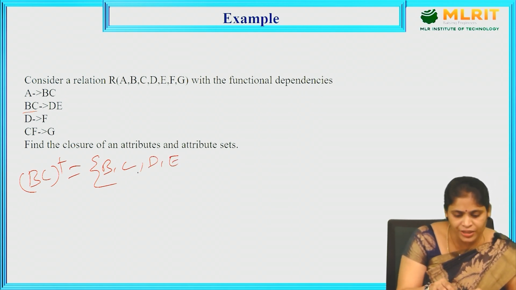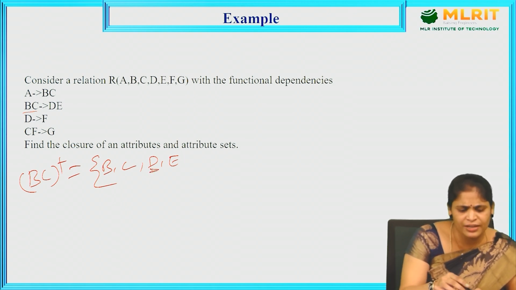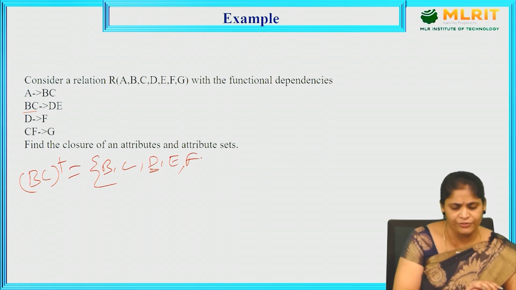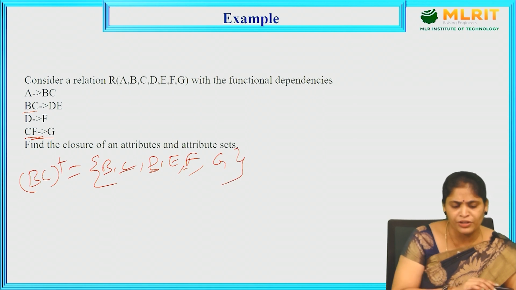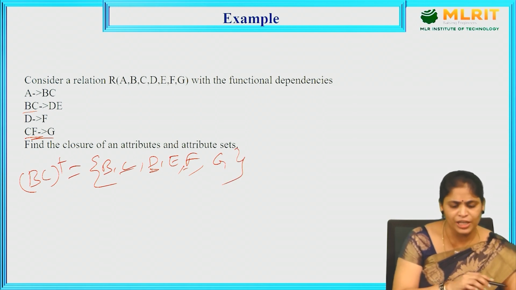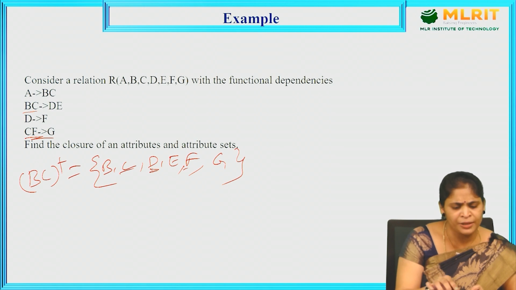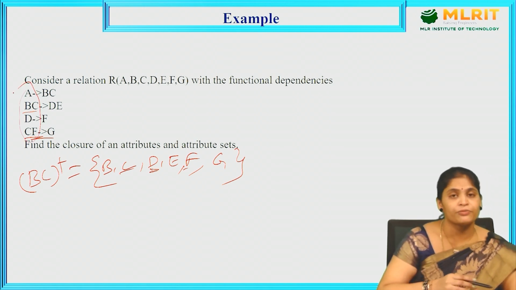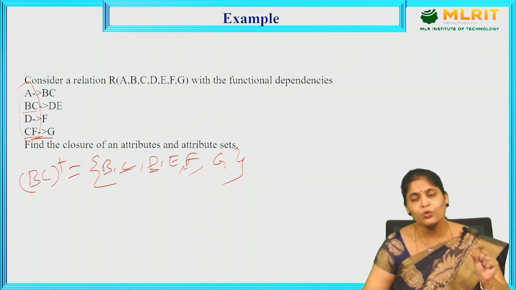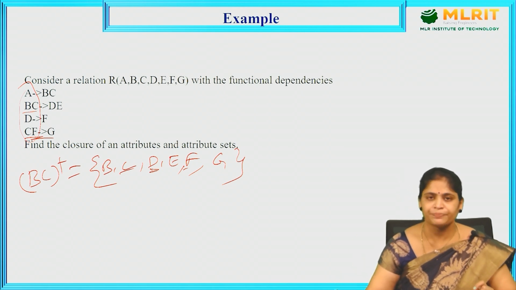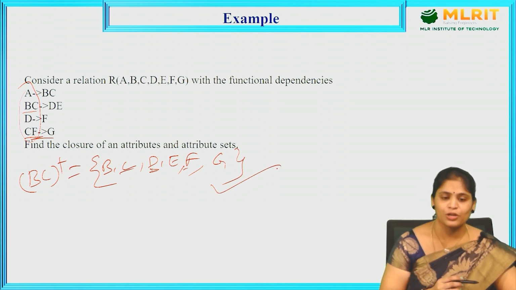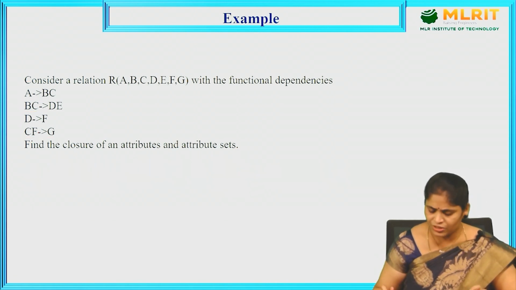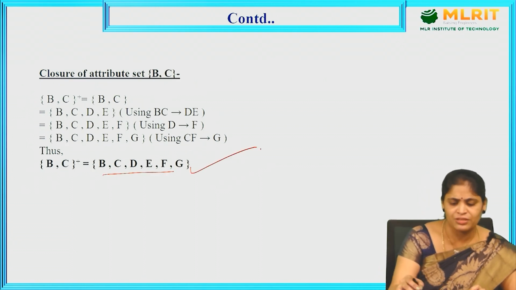Next, again let us check whether these elements derive some more elements. BC we have completed. D is there. D derives what? F. So we have included F. Right. Next, CF is there. CF derives what? G. So we have included G. Rest of all elements we have already included. We have to check only the left hand part. Why? Because left hand derives only right hand elements, right? That is what you need to remember. So this is the resultant of BC closure: BC, DE, FG.